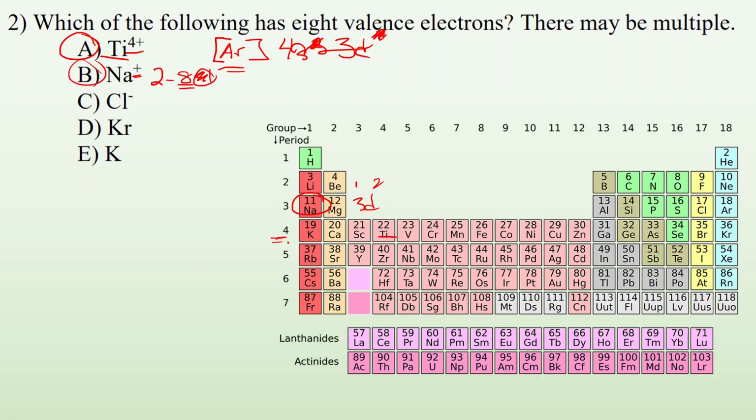Take a look at chloride over here in group 17. You would expect its configuration to be 2-8-7, and this -1 charge tells us that it gained 1 more electron. It also has 8 valence electrons. Krypton over here, one of the noble gases. Noble gases have 8 valence electrons except for helium. And then we take a look at just neutral potassium. Neutral potassium is in group 1, so it's going to have 1 valence electron. That is not going to be it. So A, B, C, and D are all good answers.